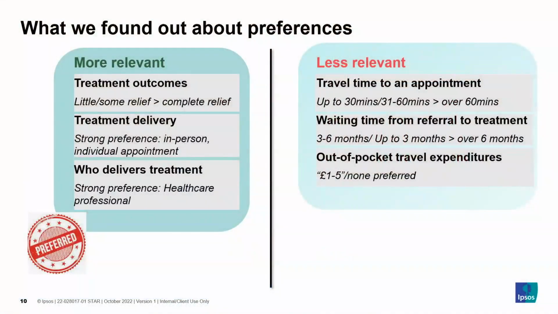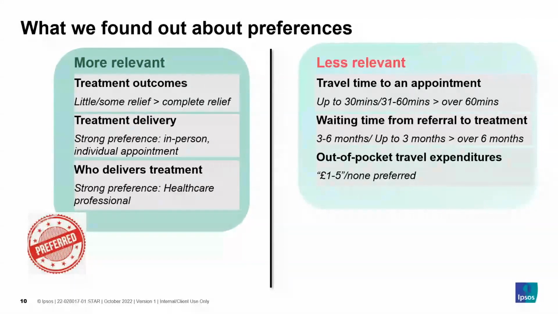Findings. It's all about preferences of the COPD patients. And this is based on the information which we got from the survey and the choice experiment. What we found is, with regards to the attributes, what's more relevant for COPD patients are treatment outcomes, treatment delivery, and who delivers treatment. Looking at the more relevant attributes and the levels, patients somewhat surprisingly preferred little to some relief of treatment outcomes over complete relief.